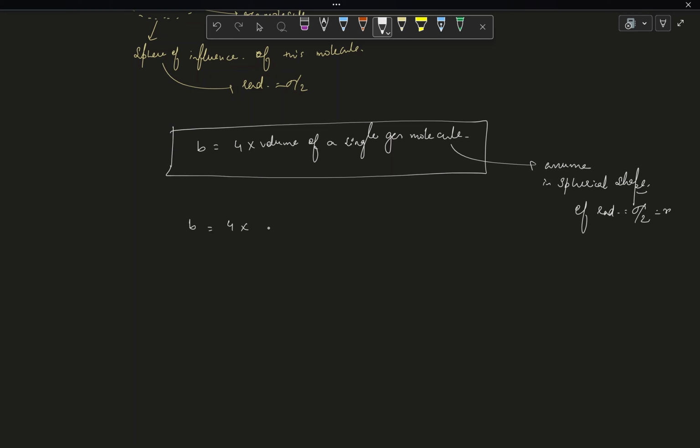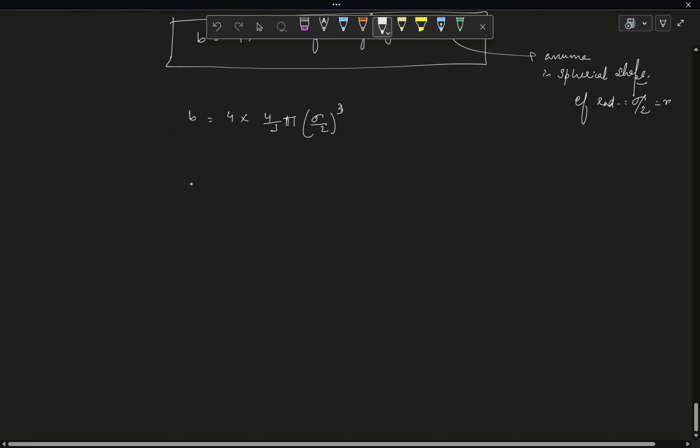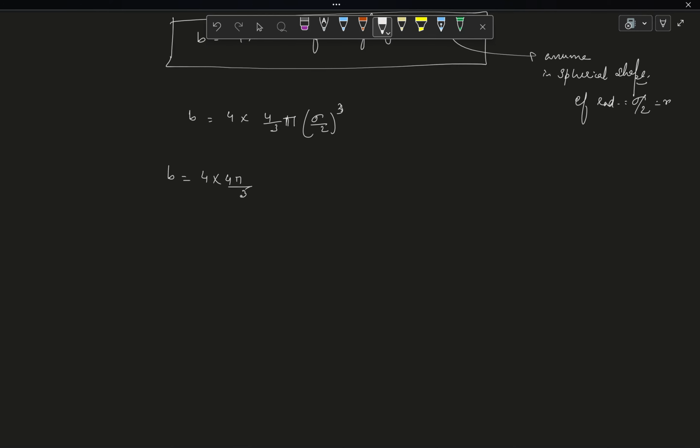Now the volume of the gas molecule is the volume of the sphere of radius sigma by 2. So the volume of the sphere is 4/3 pi r cube, where r is sigma by 2, so sigma by 2 whole cube. This will be equal to 4 into 4 pi by 3 into sigma cube by 8. So this is just 2/3 pi sigma cube, right?